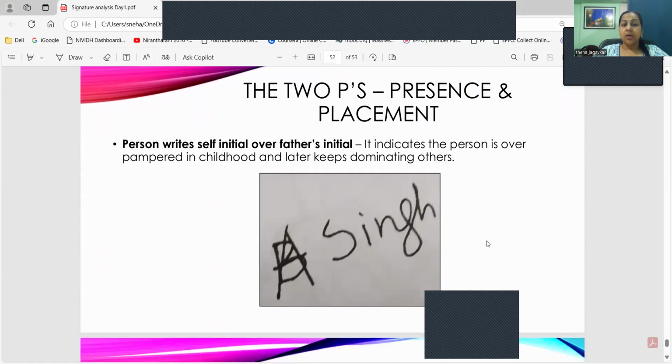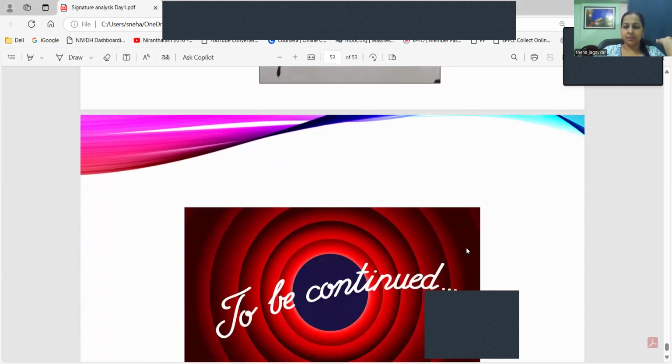Yeah. Person writes self initial over the father's initial. This indicates that the person is over pampered in childhood and later keeps dominating others, which again is a negative trait. So, overall, only overwriting or self scratching is something which is a negative trait. Come what may, these are the things that we are going to avoid doing in our signatures. That is supposed to be remembered by each and every person.